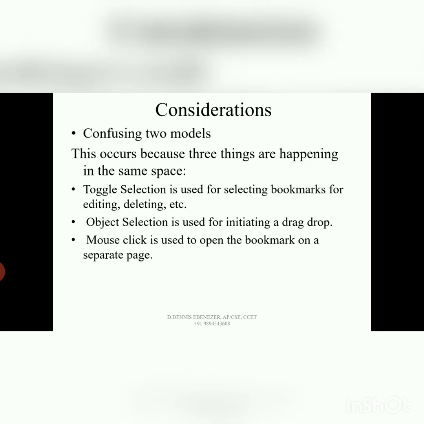There are considerations for this selection. The first one is confusion of two models. This is nothing but when using a hybrid model, the user must not be confused about how to use it, whether in the toggle method or in the object selection method.